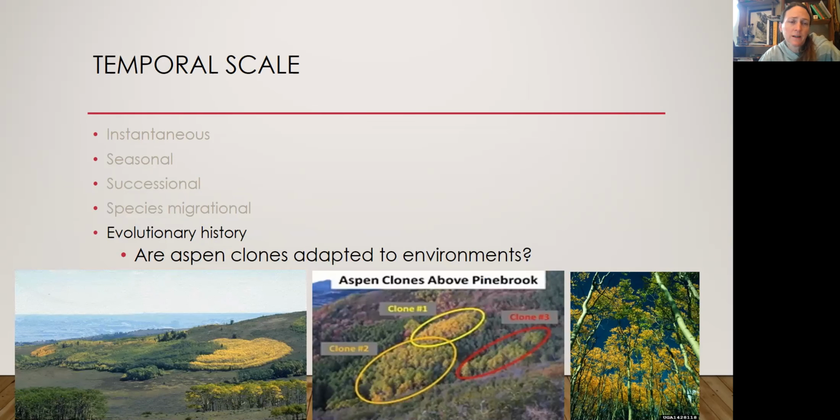You could ask a question at kind of an evolutionary history scale. So as species are taking up space on the landscape, are they shrinking or expanding? Is there some kind of evolutionary history? Are they showing adaptations to the environment? Are they moving or migrating? What's neat about aspen clones is that you can actually determine genetic differences based on their coloration in either the spring or the fall. So here you can see different clones and maybe how they might be adapting to their environment.